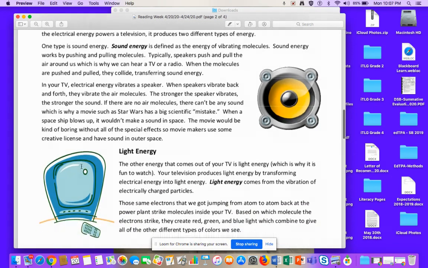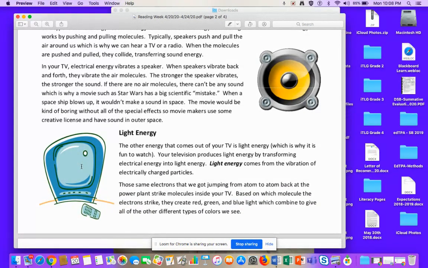In your TV, electrical energy vibrates a speaker. When speakers vibrate back and forth, they vibrate the air molecules. The stronger the speaker vibrates, the stronger the sound. If there are no air molecules, there can't be any sound, which is why a movie such as Star Wars has a big scientific mistake. When a spaceship blows up, it wouldn't make a sound in space. The movie would be kind of boring without all the special effects. So movie makers use some creative license and have sound in outer space.